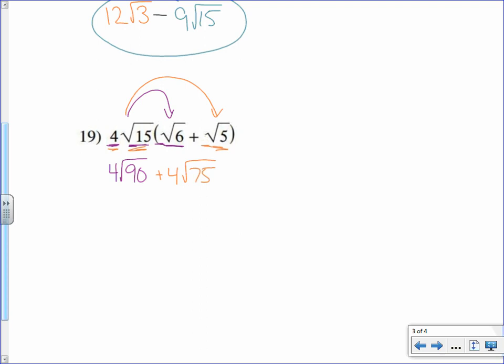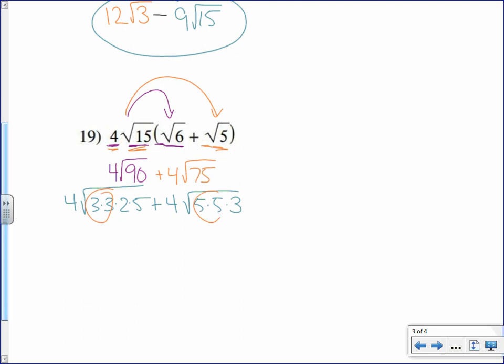Can 90 and 75 be broken down? Absolutely. So this is really 4 times, and then 90 can be broken down into 3 times 3 times 2 times 5. And then plus 4, and then 75 can be broken down into 5 times 5 times 3.